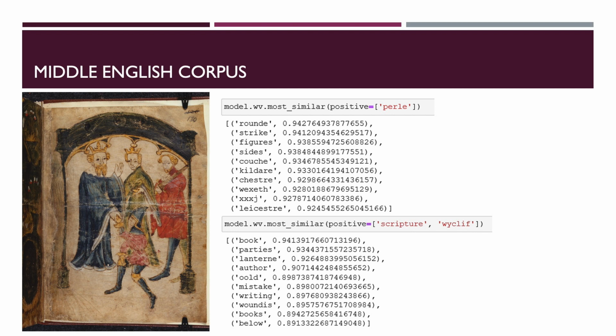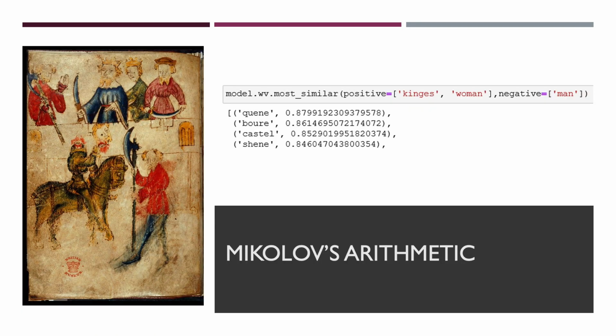As we can see, the word vectors have much more significant meaning embedded in them. Pearl, for instance, is most similar to round, and scripture and Wycliffe. Wycliffe was one of the earliest medieval advocates of a vernacular translation of the Bible. These words are similar to book, parties, writing, author, etc. Finally, one neat thing was that the model I trained actually produced the result that Mikolov originally came up with. The vector king plus woman minus man was approximately equal to queen. That was the most similar result.